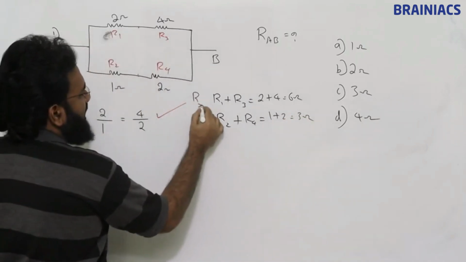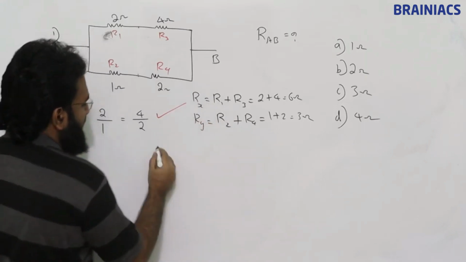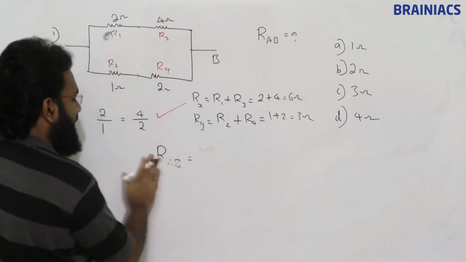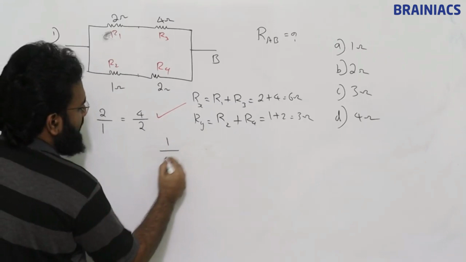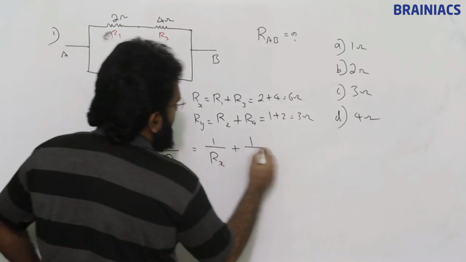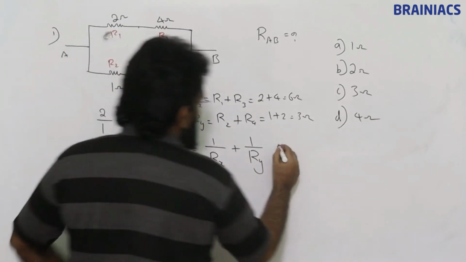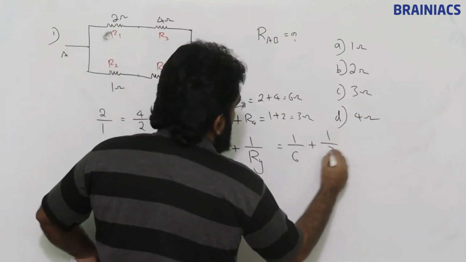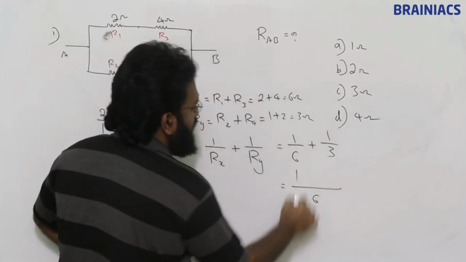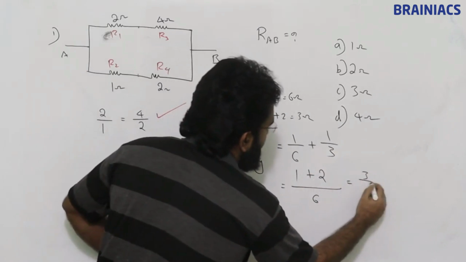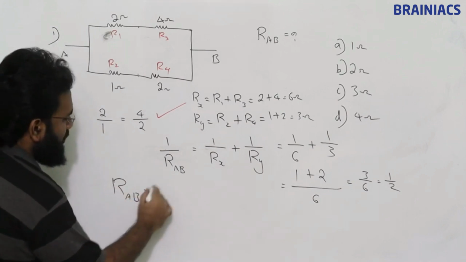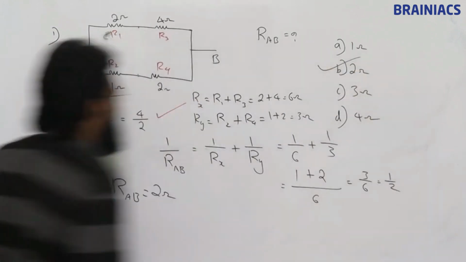So if I consider this as Rx and this as Ry, then R equivalent, that is RAB, is nothing but, directly if you want to find, you can write like this: 1 by RAB is equal to 1 by Rx plus 1 by Ry. So this is going to be 1 by 6 plus 1 by 3. Taking 6 as LCM, this is 1, this is going to be 2, 3 by 6 is equal to 1 by 2. So RAB is going to be 2 ohm. Option B is the correct answer.